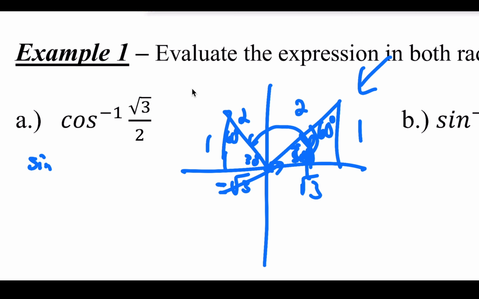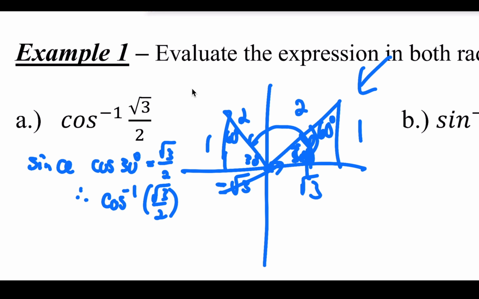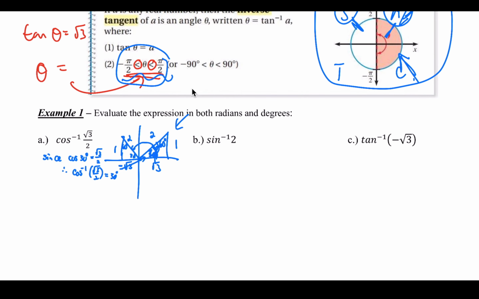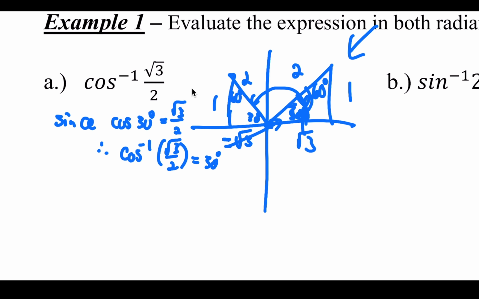You say, since the cosine of 30 degrees is root 3 over 2, then the inverse cosine of root 3 over 2 is 30 degrees. Okay, simple as that. Or you can say, it says give the answer in both radians and degrees. 30 degrees is pi over 6. All right? So that's basically the thinking that they want you to use.